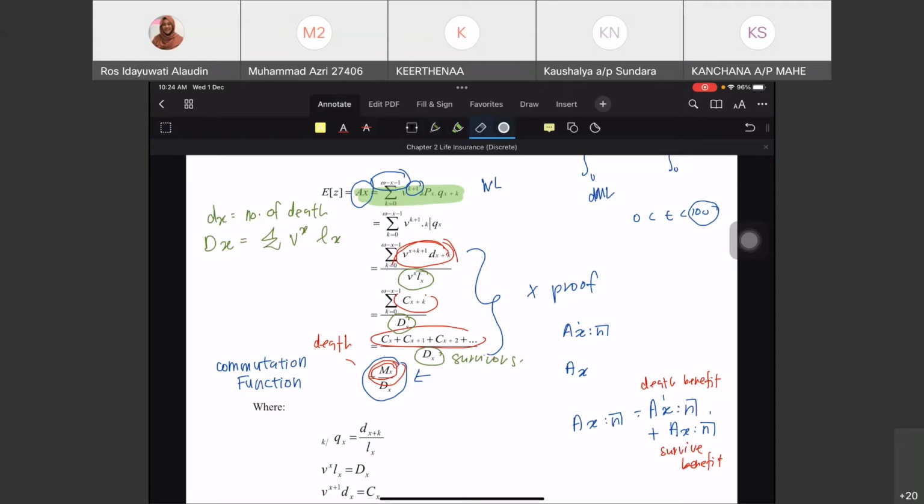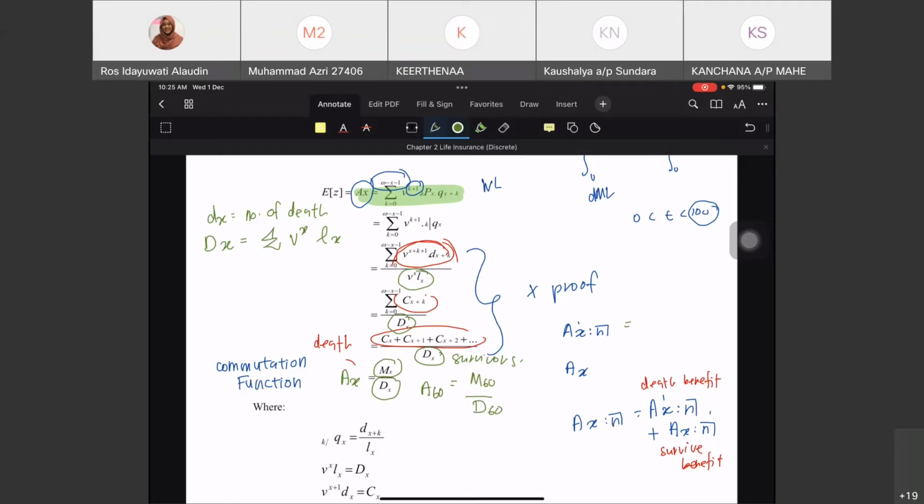So to find the AX, to find the whole life, you have to take MX over DX. How to calculate the MX, DX? This one you can refer to the table. Let's say x is equal to 60. So M60 over D60.